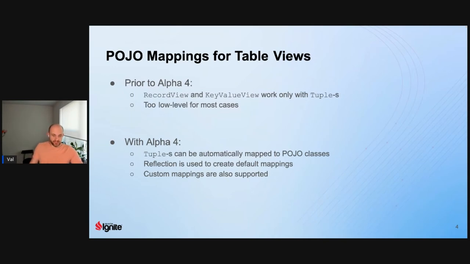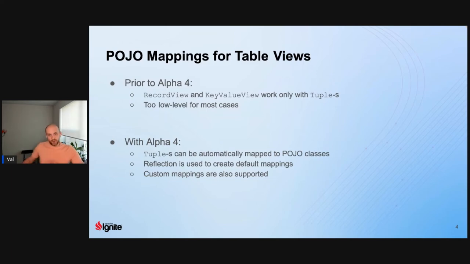So what will happen is that you will specify which classes you want to map those tuples to. It can be a key value pair, or it can be just a record, which is a single class. And Ignite will automatically introspect those classes using reflection, as usual, and then create this automatic mapping between tuples and the classes. Whenever you read something, it will get the tuples from the database and automatically convert them into instances of your POJO classes, and return them to the application. And the other way around as well. When you save something, you provide instances of POJO classes, and they are converted automatically.